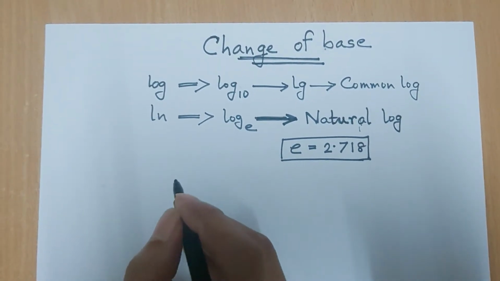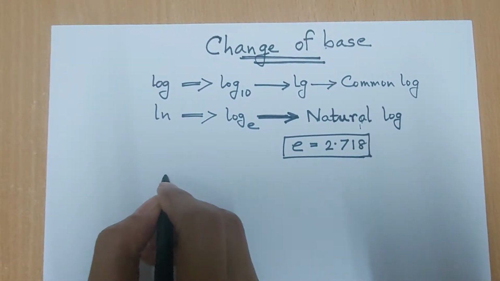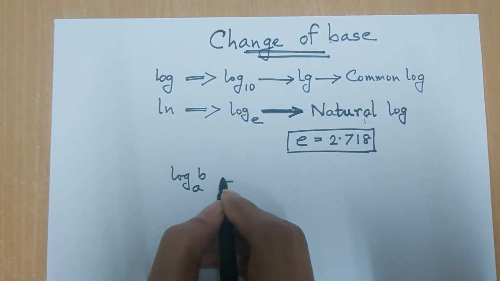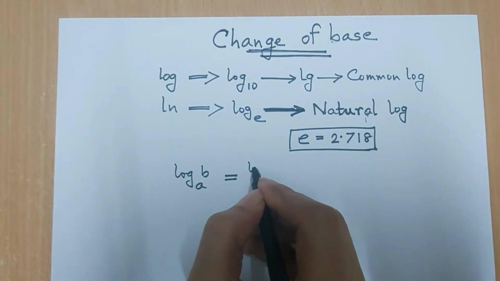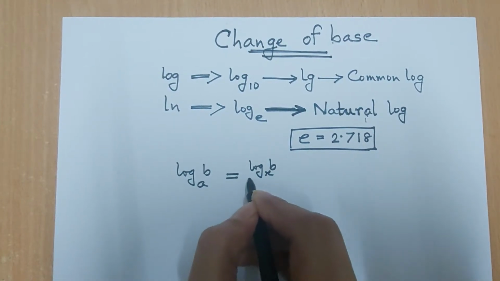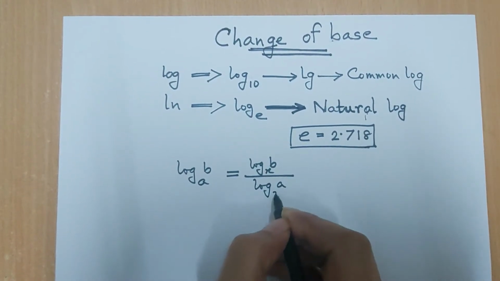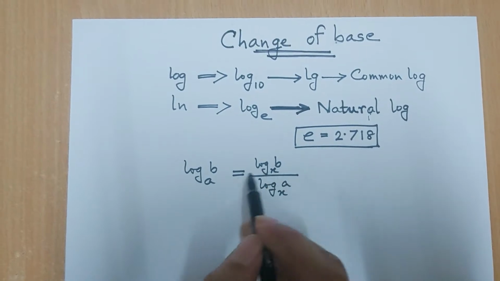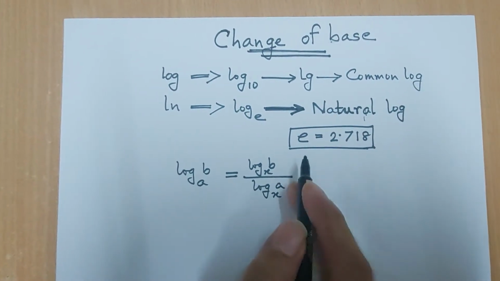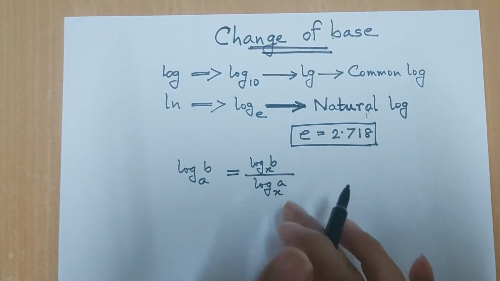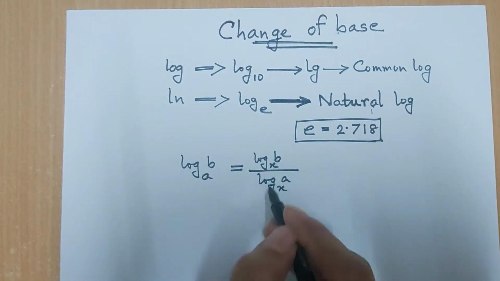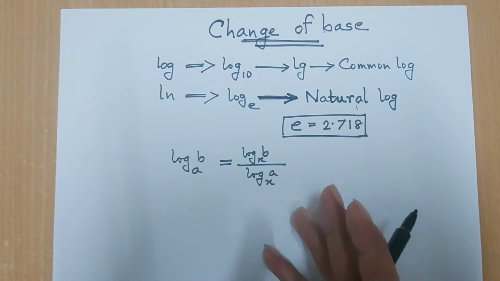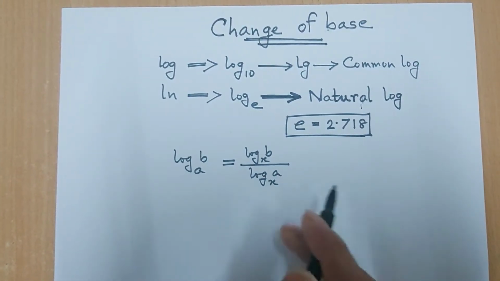Now the formula states: log b to the base a equals log b to the base x over log a to the base x. Here the argument will be in the numerator and the base will be in the denominator, and both the numerator and the denominator will have the same base x. Here x is an arbitrary base. It will be changed as required, and there are some conditions for it.